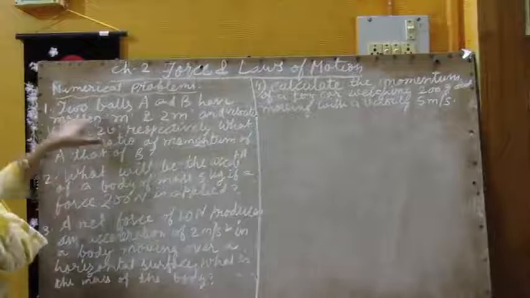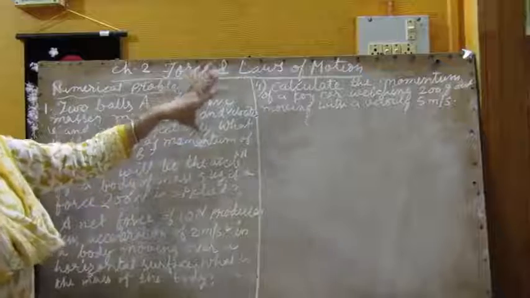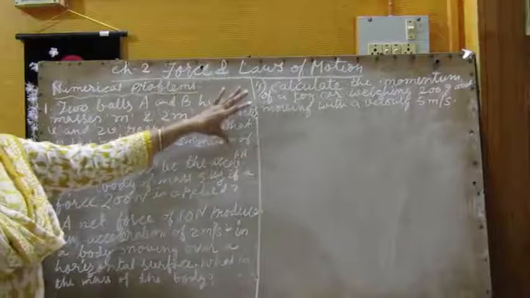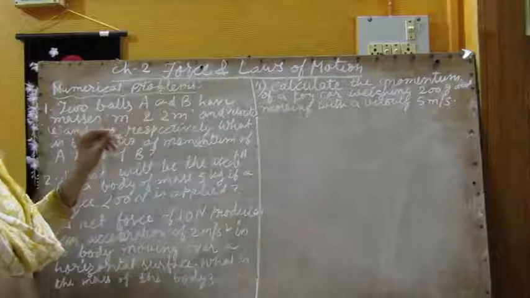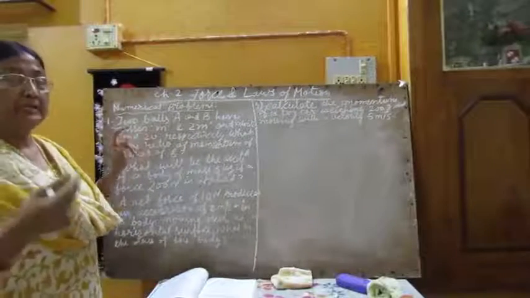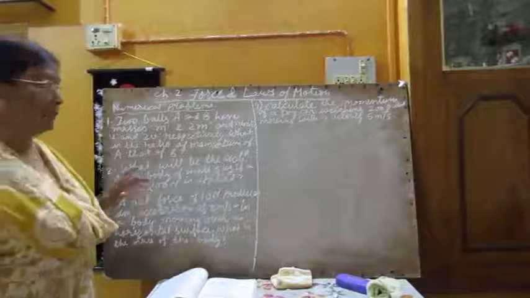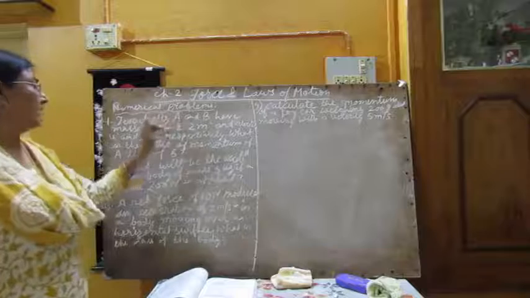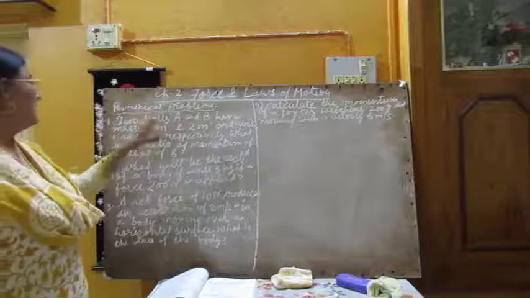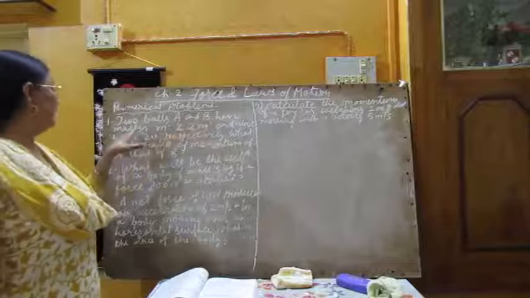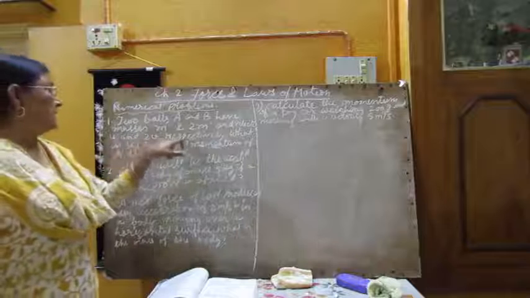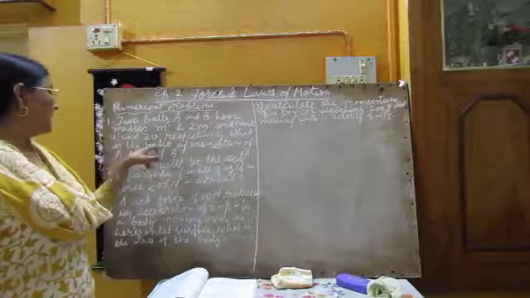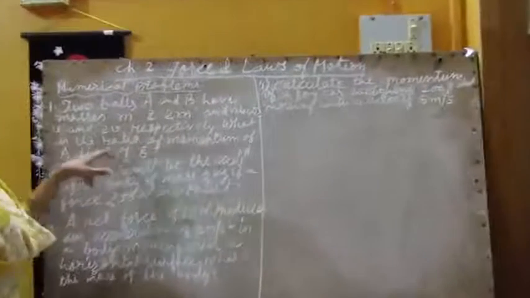First one, see the two balls A and B. One more video I'll prepare with numerical problems based on Newton's second law. Another video I'll make will be the numerical problems based on Newton's third law. So, these numericals are on two balls A and B have masses m and 2m and velocities v and 2v respectively. What is the ratio of momentum of A to that of B?